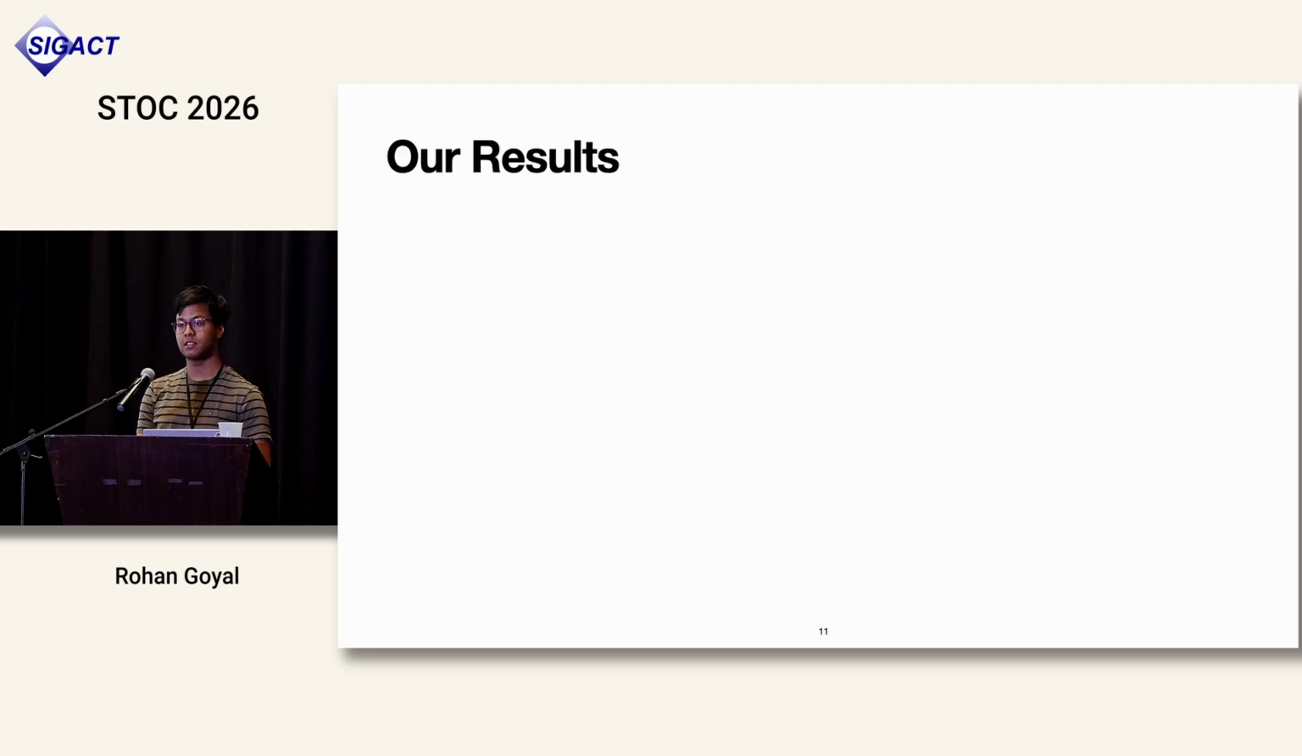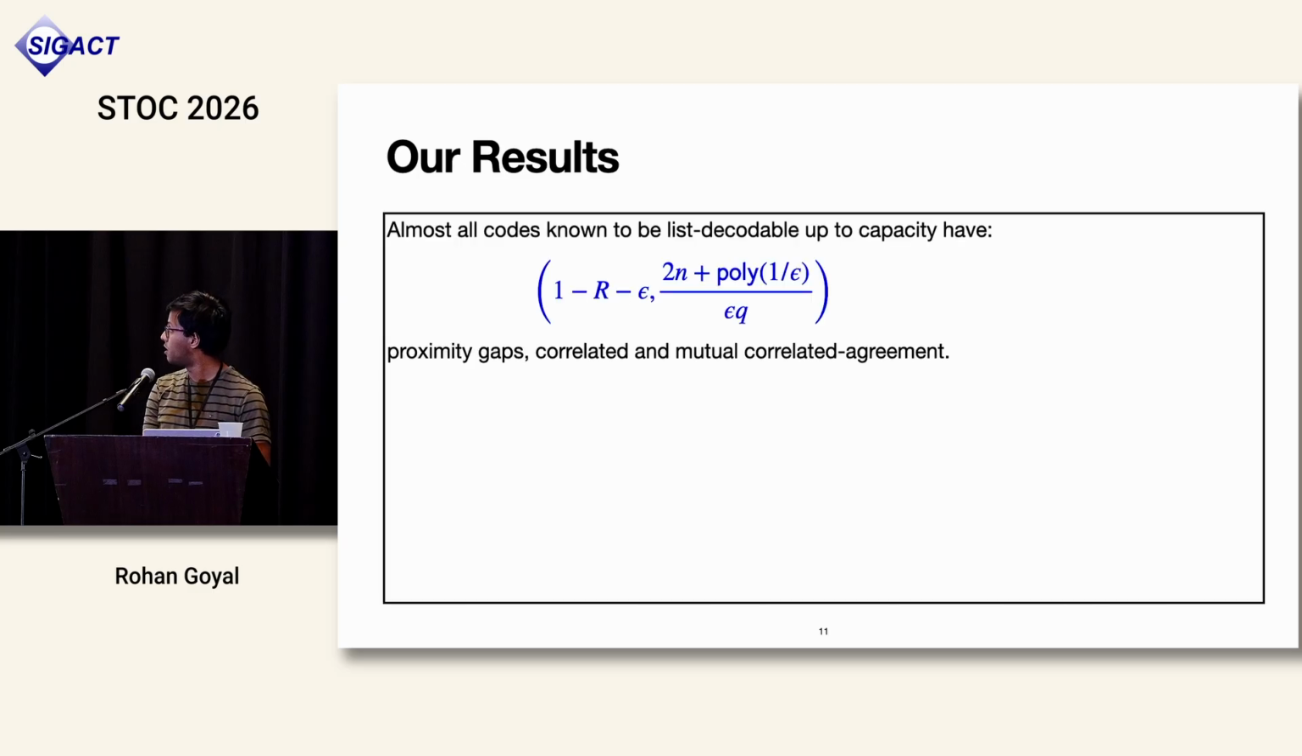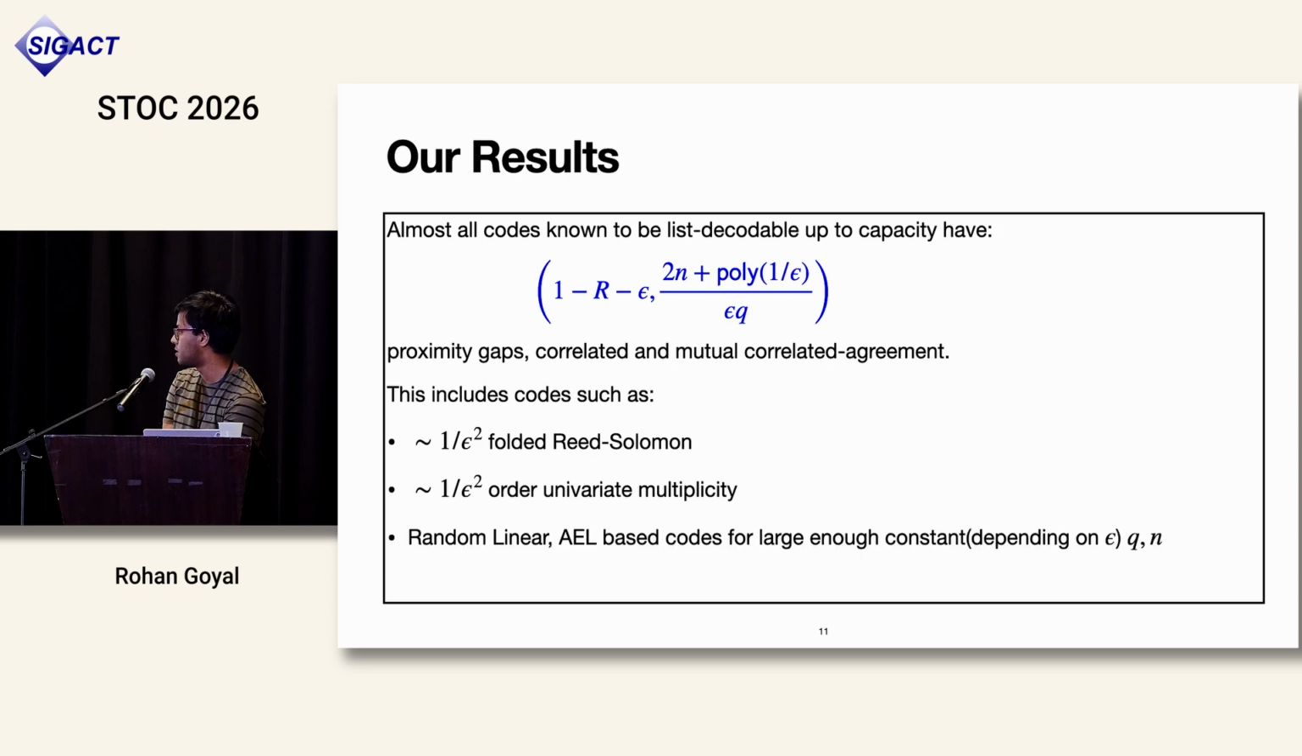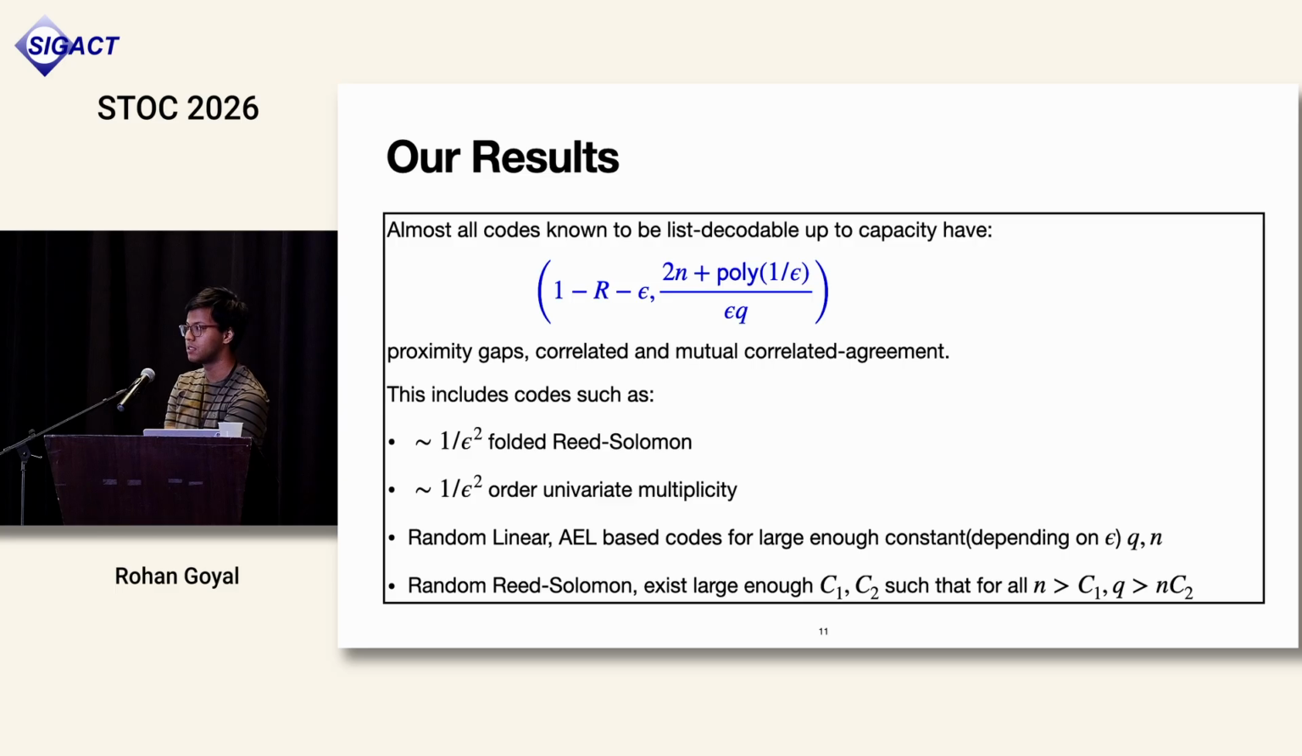And that's what our work shows, that for all of these families of codes that I mentioned, you get optimal proximity gaps. So up to 1 minus rate minus epsilon, as good as the capacity, we get optimal proximity gaps, and we get it with linear dependence and a very good dependence on epsilon as well. So this includes codes such as folded Reed-Solomon codes, univariate multiplicity codes, random linear codes, explicit AEL-based expander-based codes, random Reed-Solomon codes, and all of these families. Yeah, so this is the main result. And now I want to talk to you a little bit about techniques and what goes into proving such a result.